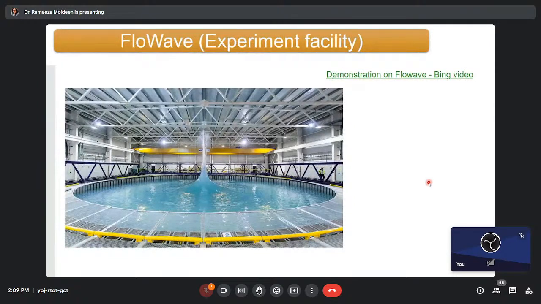So this is a demonstration of a flow wave. This is a commercial facility which is available at the University of Edinburgh, where I will be doing experiments. So this is a 12-meter diameter large tank.